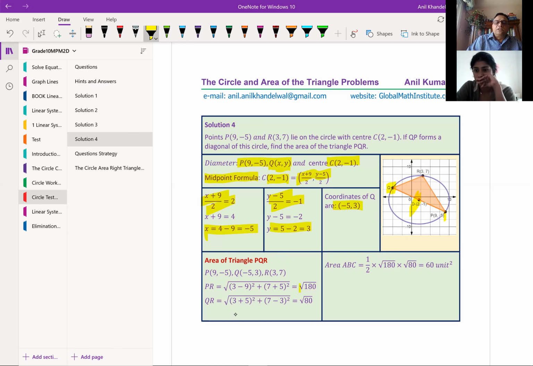Once you have that, you just find the two sides. Again, no need to simplify these radicals, root 180 and root 80. I know it can be simplified, but we are multiplying them, correct? We are multiplying them. Just multiply. Use a calculator, get your answer done. Do you see that part? Yeah. Is that clear to you?